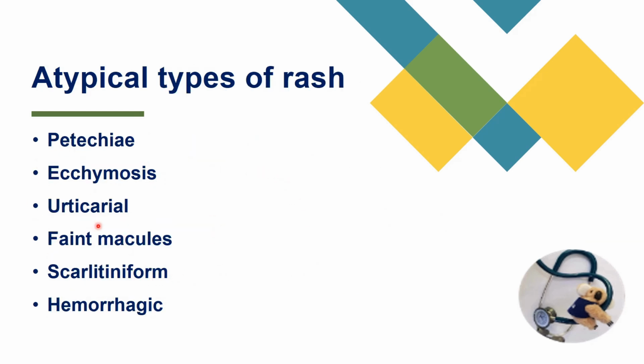These are the different atypical rashes of measles. It can be petechial or ecchymotic in a hemorrhagic rash, urticarial, faint macules if it is modified measles, and scarlatiniform rash, hemorrhagic rash. So these are the different rashes which can occur in measles.